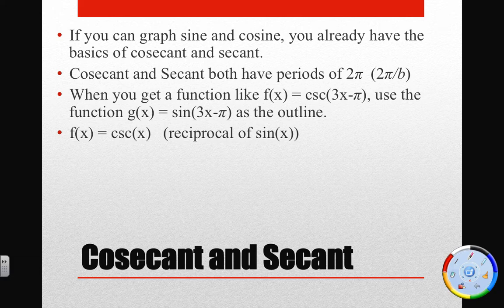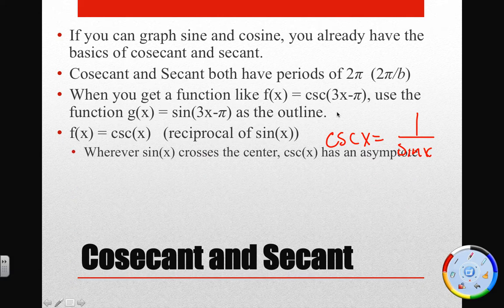So for example, cosecant is the reciprocal of sine. So cosecant of x is 1 over sine of x. So if sine of x is 0, cosecant of x is undefined, which means that creates an asymptote.